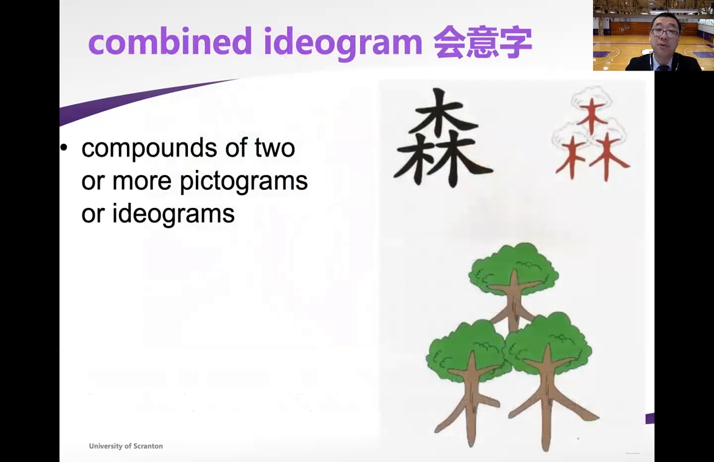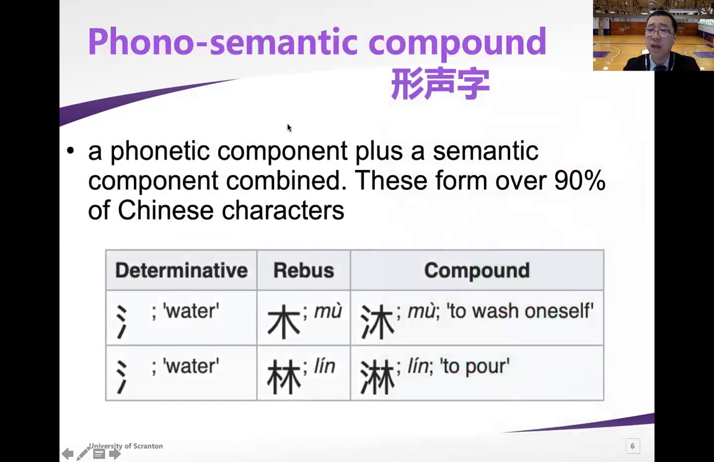A third type, combined ideograms, 会意字. What is that? It's the compound of two or more pictograms or ideograms. Like, we know this is wood, but if I put 2, 3 wood together, what's that? It's woods. It's forest. The pronunciation is sen. It means woods or forests. That's combined ideograms.